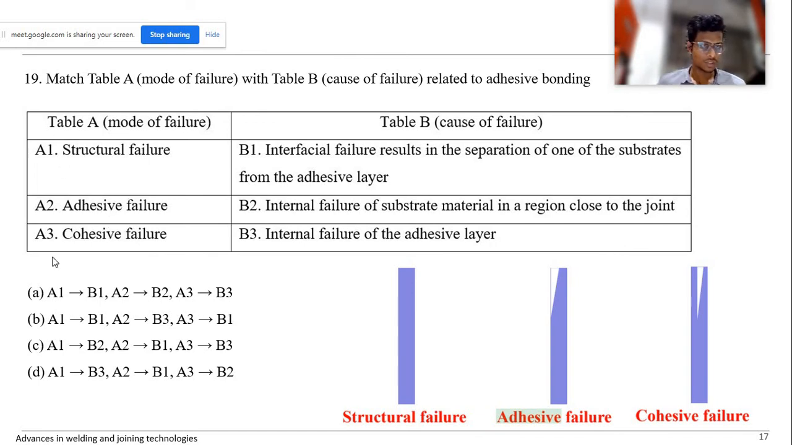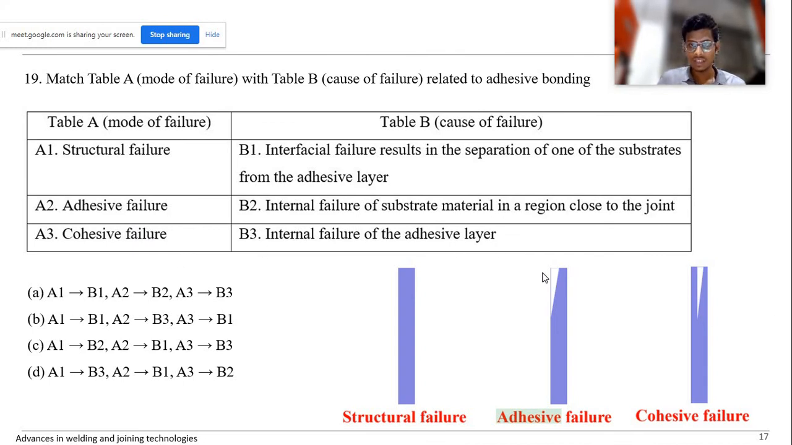So with it, we will see the structural failure and adhesive failure. Someone has chatted C, because basically this definition itself you can directly answer. Adhesive, interfacial failure means between the adhesive and the metal which needs to be joined. So obviously adhesive property. Separation of one of the substrates from the adhesive layer. So A2, B1 is correct. And cohesive failure means internal failure in the adhesive layer, in the region A3 and B3. Cohesive means within the material itself.